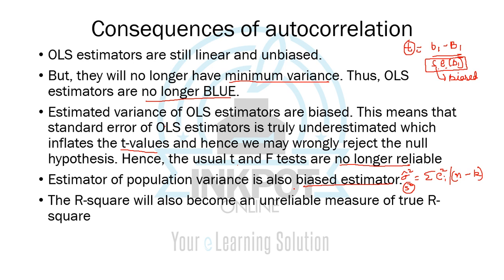If it becomes a biased estimator, then the R square is also no longer a reliable measure of the true R square in the model.